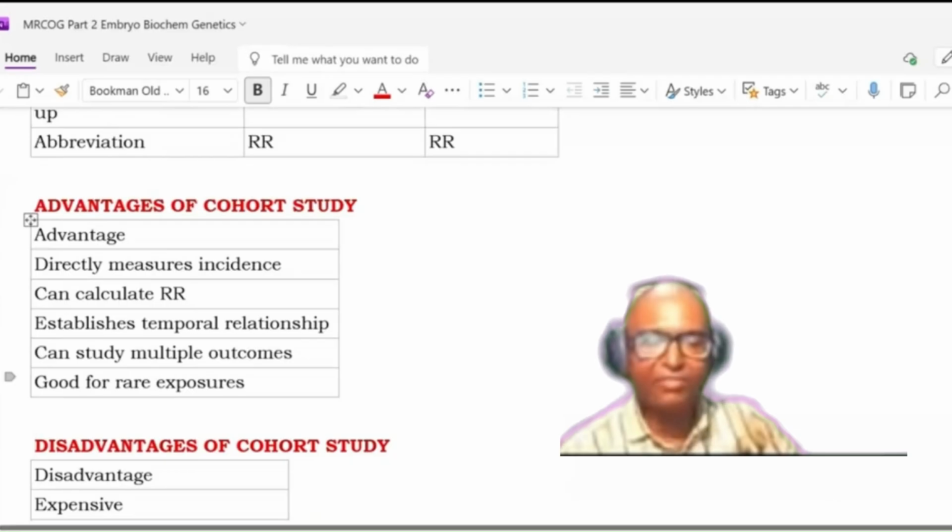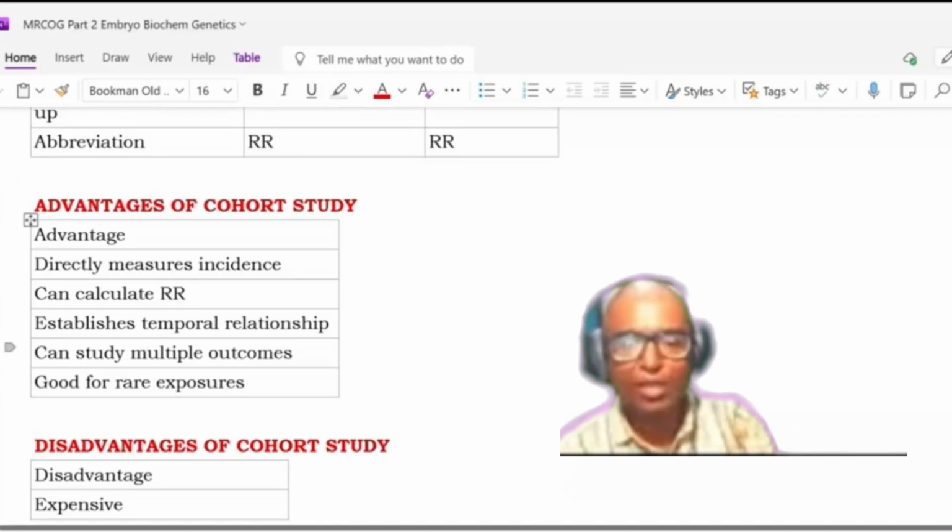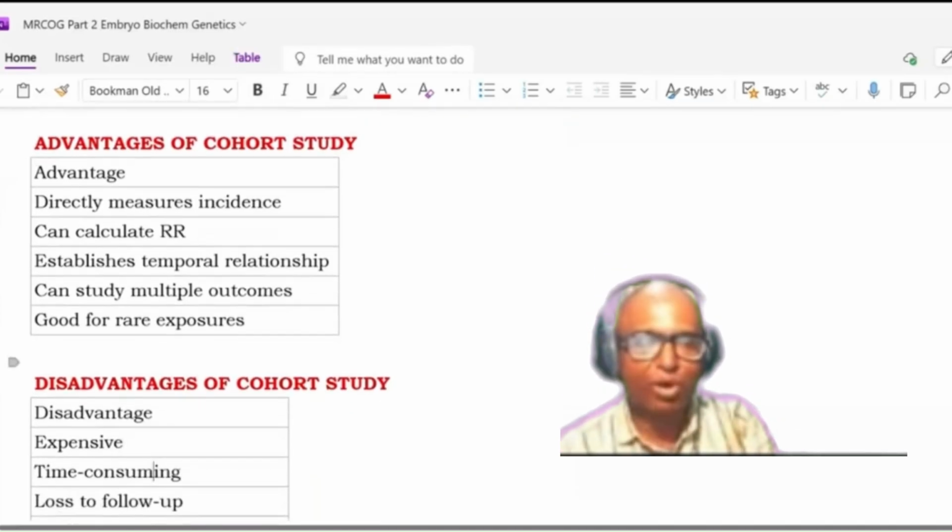So if you get the rare exposure, select the cohort study. And what will it give? It will give you incidence. It will give you relative risk. It will also tell us the temporal relationship. Okay, and it can also give the multiple outcomes. These are all advantages of the cohort study. Okay. Then what are the disadvantages of the cohort study?